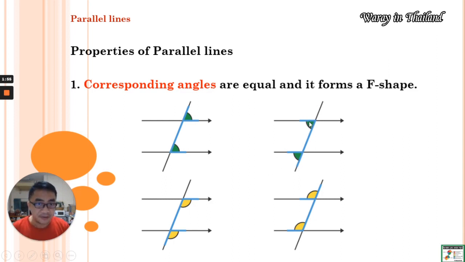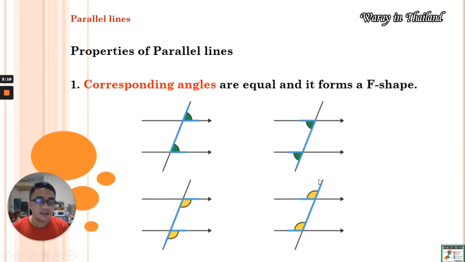And they form the letter F again. You see this one and this one also. One is outside and one is inside, and it forms the letter F and they're equal. Again, they can be found on the same side of the transversal line. This one is on the right side of the transversal.